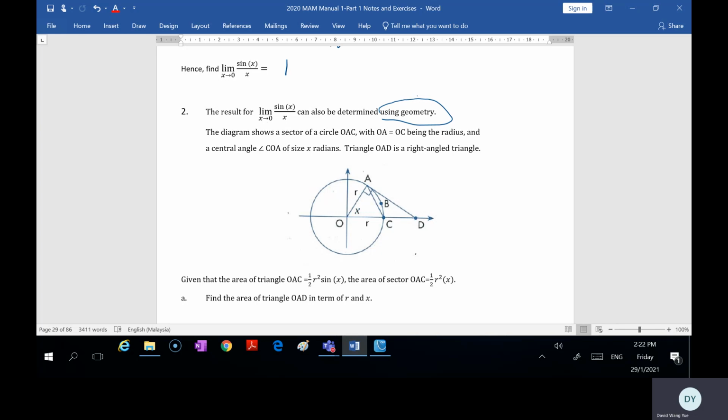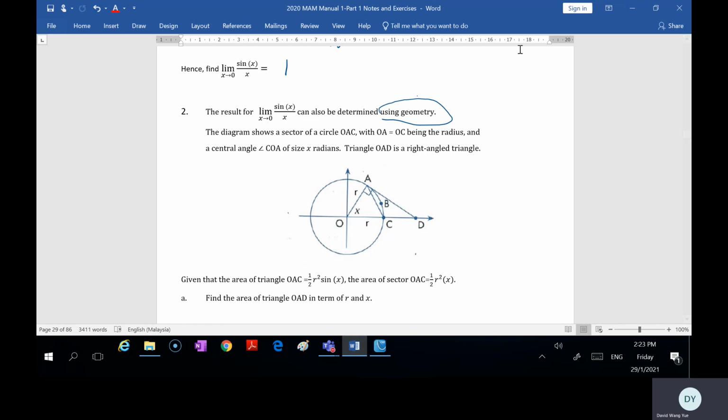Triangle OAD is a right-angled triangle because AD is a tangent, perpendicular to OA. Given that the area of triangle OAC is half r squared sin x, the area of the sector is half r squared x. This is using the circular geometry formula for the area of a sector.